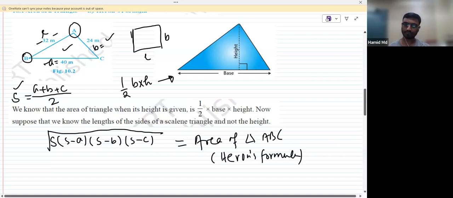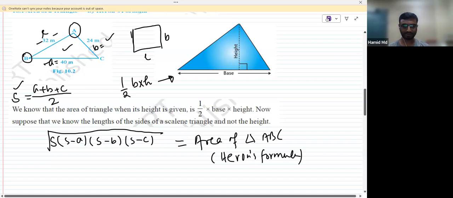Sir, the unit will be meter. Area will be meter square. Whatever the unit is, we have to multiply it again, so it will be m into m, that is meter square. So I got the answer. I don't remember the answer, I only know the procedures.